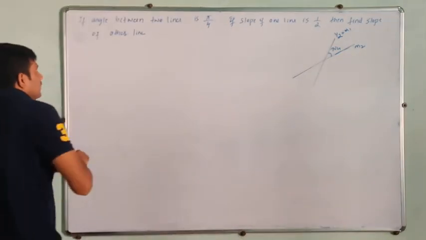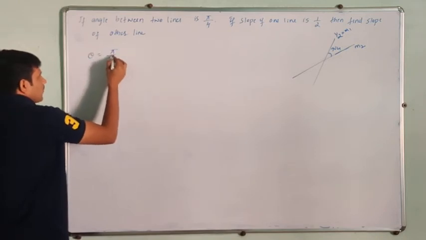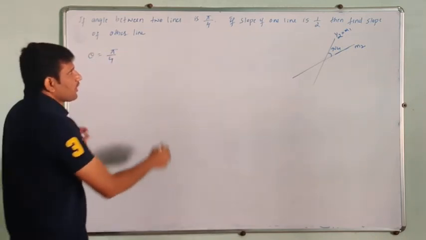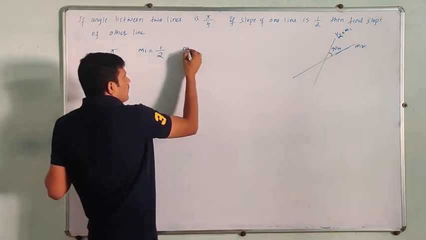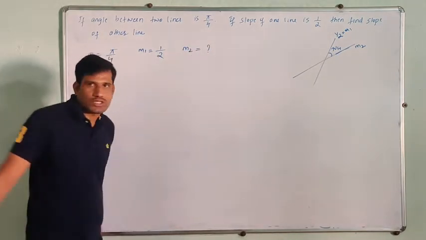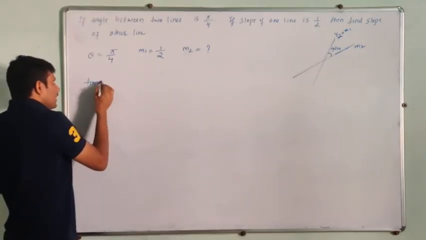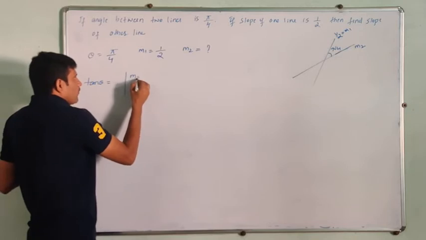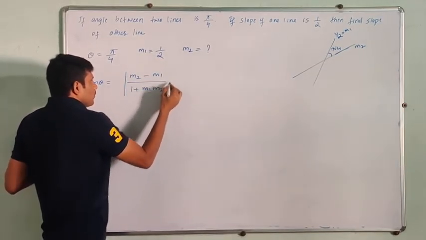So now see here. Angle between two lines is pi by 4. That is theta is given, that is pi by 4. Slope of one line is 1 by 2, that is m1 is 1 by 2. So then we have to find the slope of other line, that is m2 is question mark. What is the angle between two lines formula? Tan theta is equal to mod of m2 minus m1 divided by 1 plus m1 m2.